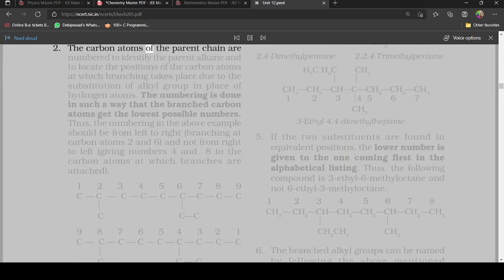2. The carbon atoms of the parent chain are numbered to identify the parent alkane and to locate the positions of the carbon atoms at which branching takes place due to the substitution of alkyl group in place of hydrogen atoms. The numbering is done in such a way that the branched carbon atoms get the lowest possible numbers. Thus, the numbering in the above example should be from left to right, branching at carbon atoms 2 and 6, and not from right to left, giving numbers 4 and 8 to the carbon atoms at which branches are attached.